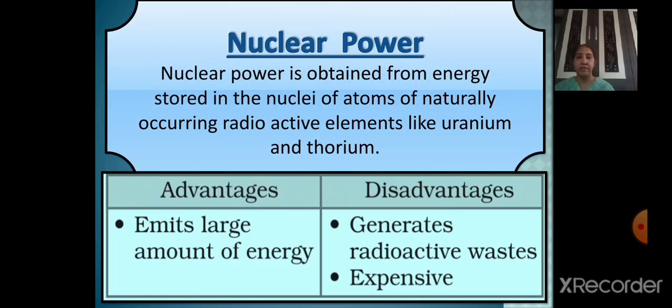Now the next is nuclear power. Let's move to the next non-conventional source of energy, that is nuclear power. Nuclear power is obtained from energy stored in the nuclei of atoms of naturally occurring radioactive elements like uranium and thorium. These fuels undergo nuclear fission in nuclear reactors and emit power. This is what generates the power for us.